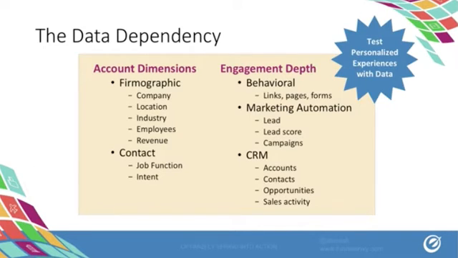So this expands our data dependency to get to account-based personalization. Certainly the engagement depth is an important component to it, but we're now adding in account-based dimensions and bringing those to the optimization platform. Those could be firmographic characteristics, the specific company, industry, number of employees, revenue. You could also look at contact information, job function, or intent. If you can bring those account dimensions or data about the engagement depth in real time to your optimization platform, you can start testing highly personalized experiences with that data.